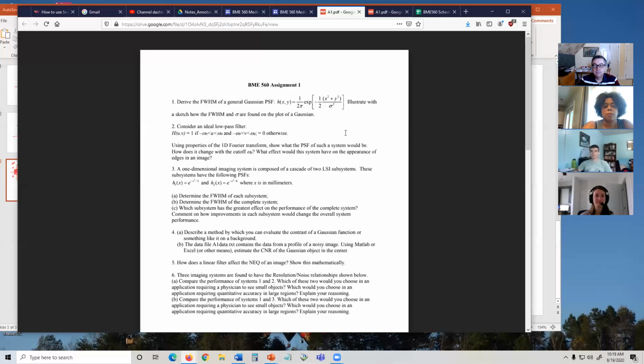Any more? It's for the same question. When you mean the edges on the image, are you talking like the examples that you had in class?